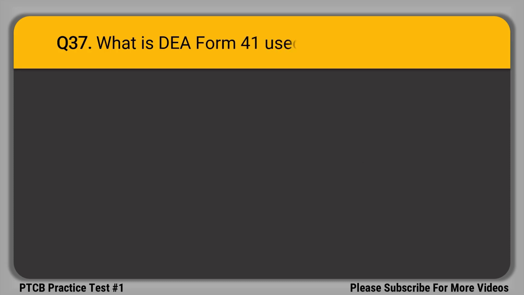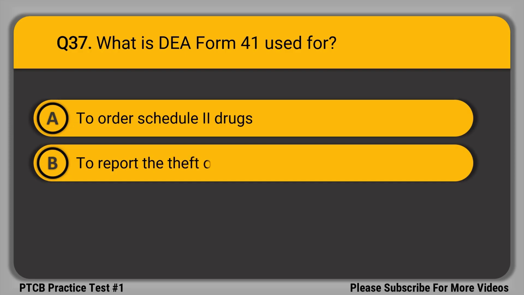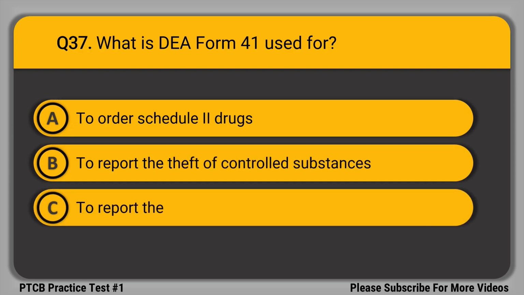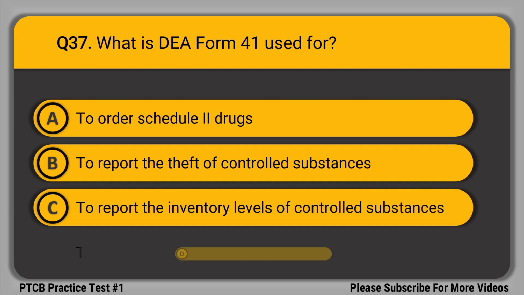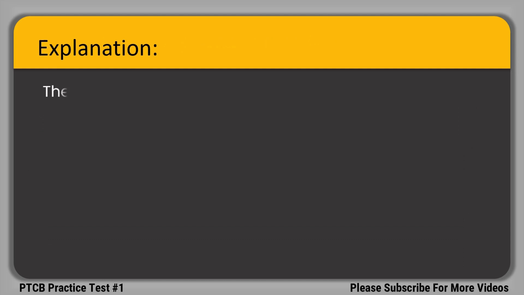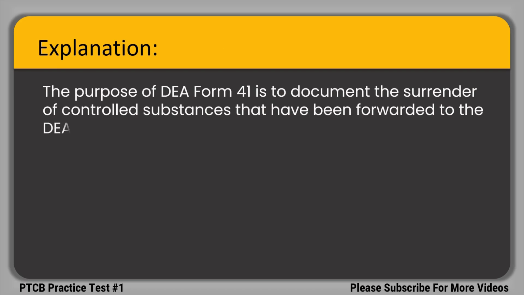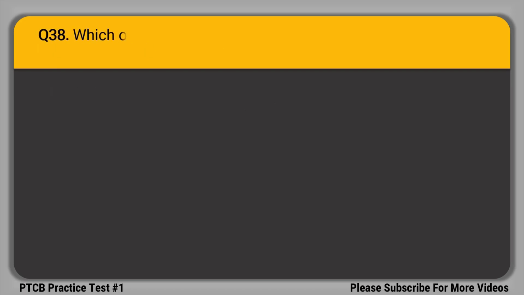Question 37. What is DEA Form 41 used for? A. To order Schedule II drugs. B. To report the theft of controlled substances. C. To report the inventory levels of controlled substances. D. To document the destruction of controlled substances. D. To document the destruction of controlled substances. The purpose of DEA Form 41 is to document the surrender of controlled substances that have been forwarded to the DEA for disposal.